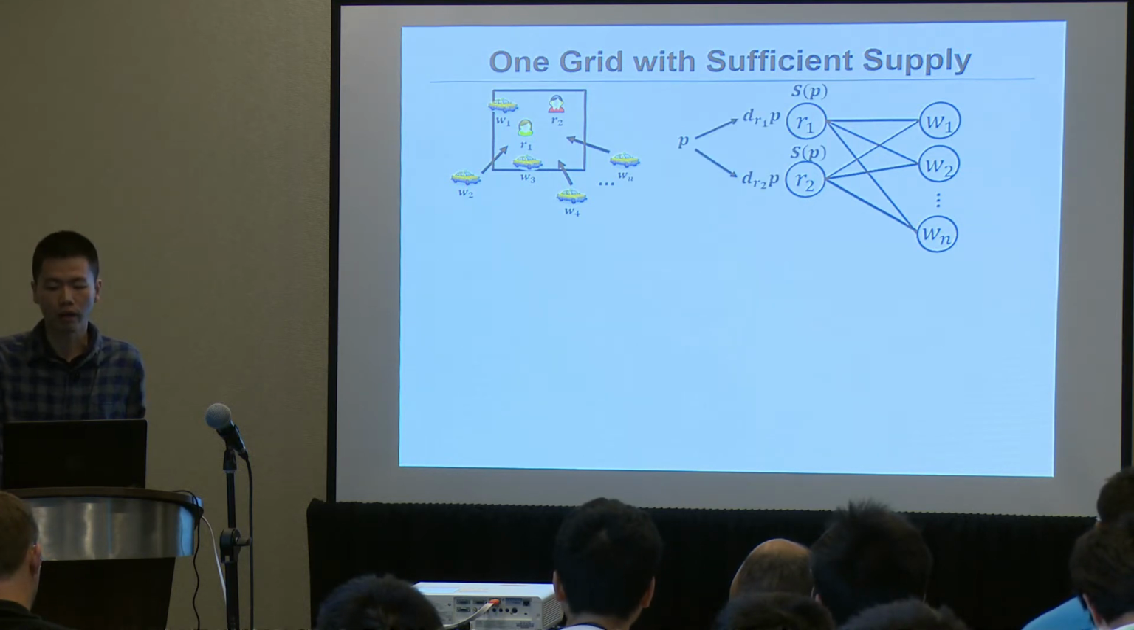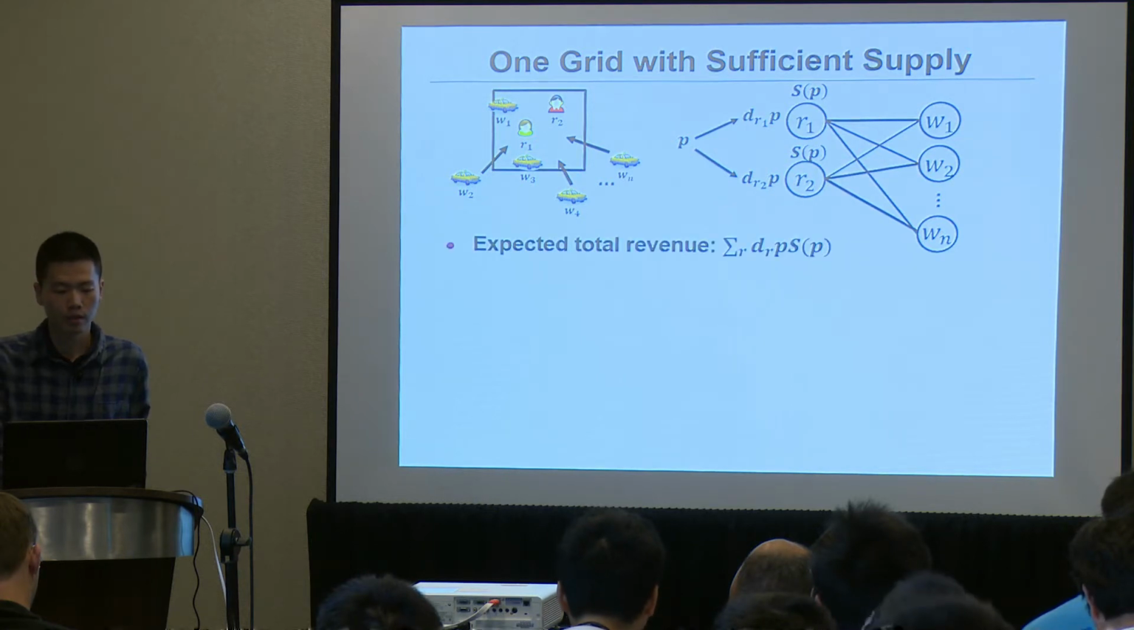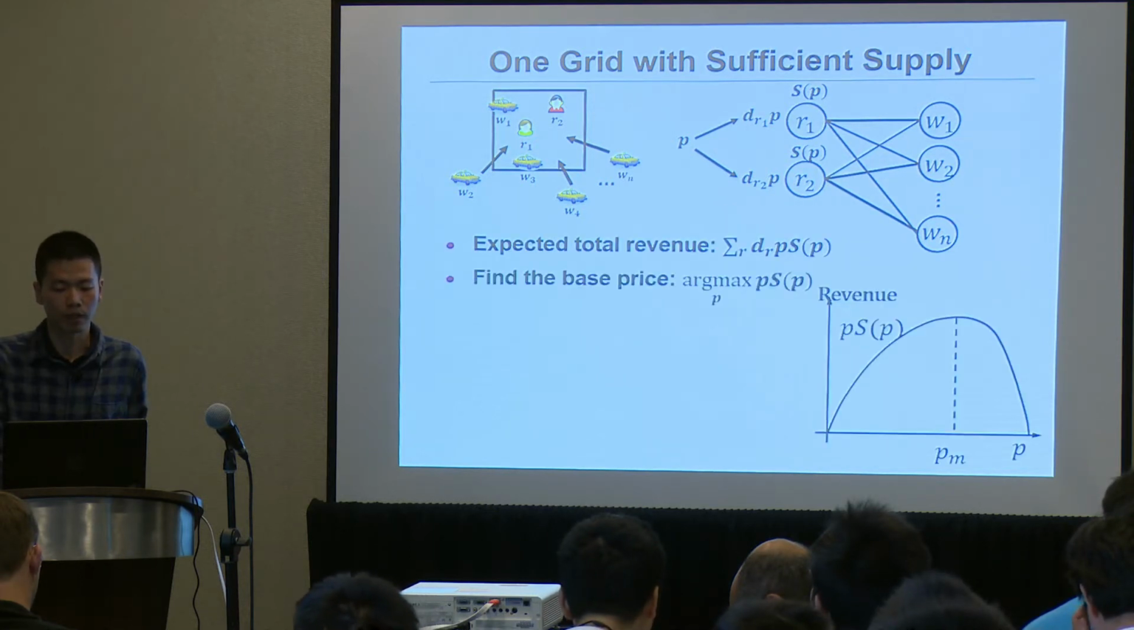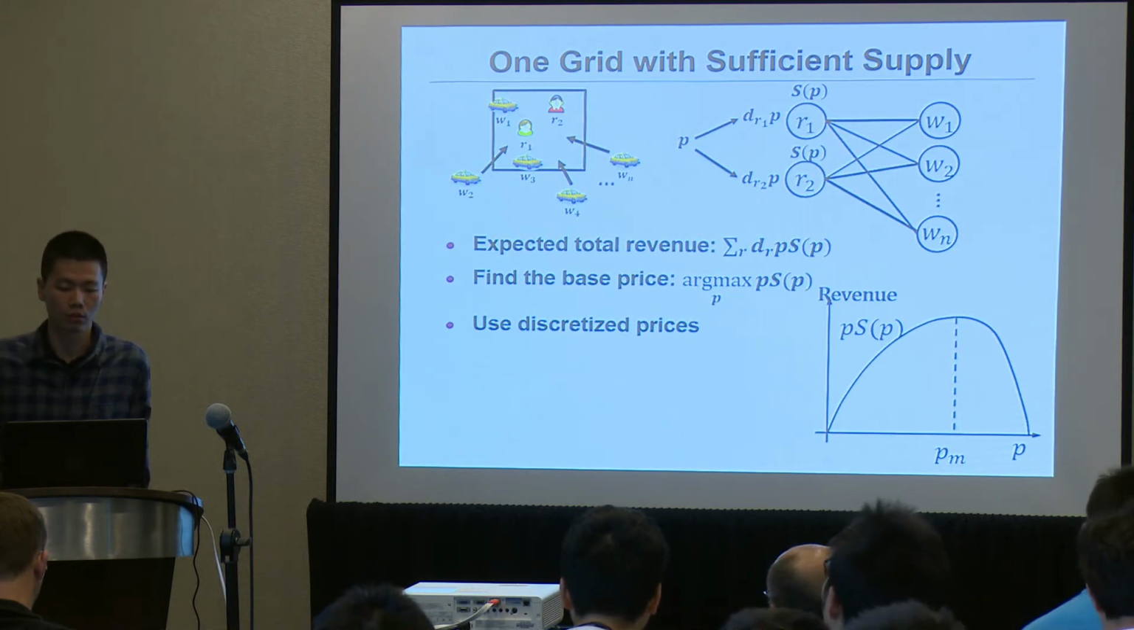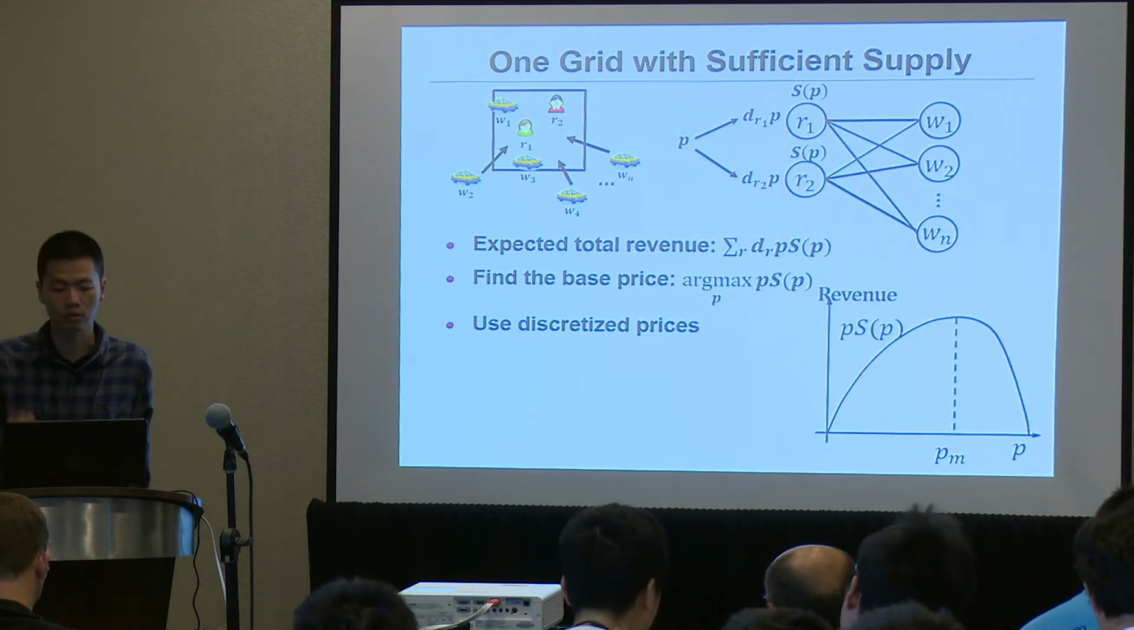The expected total revenue can be expressed in a concise way. Since the sum of D_R is fixed, actually we only need to find the maximizer of p·S(p), also called the base price. As S(p) is a continuous function, we use discretized prices to approximate.